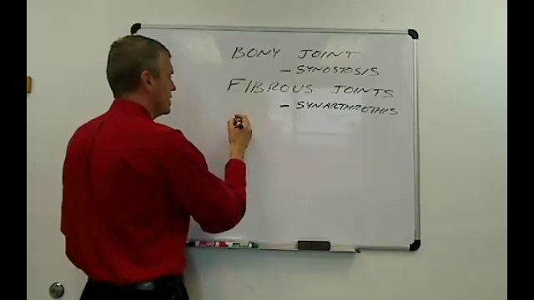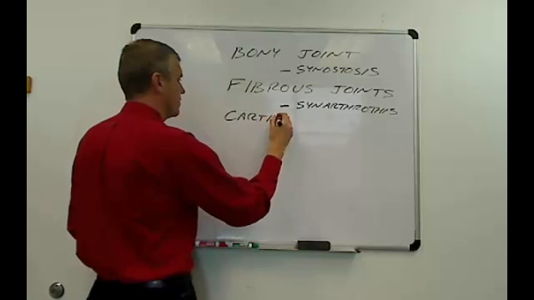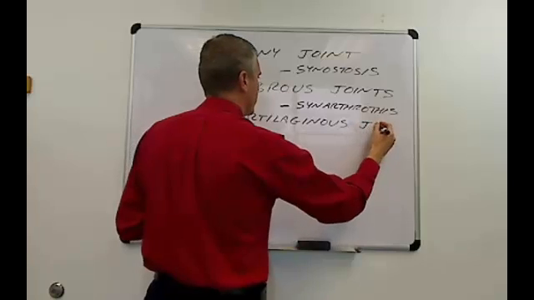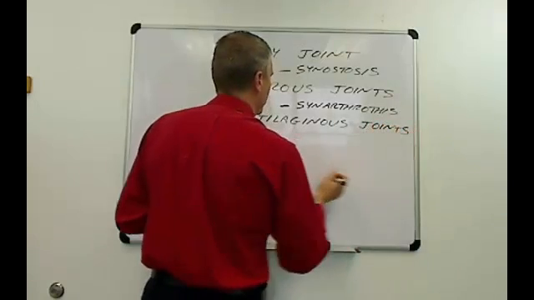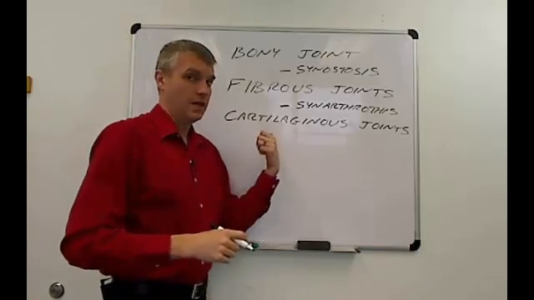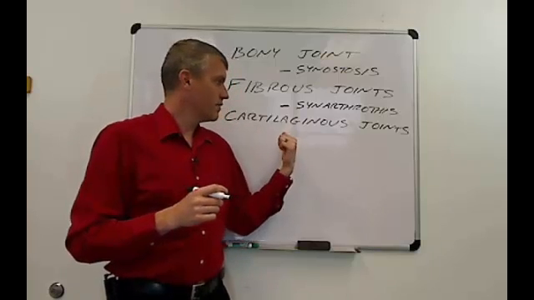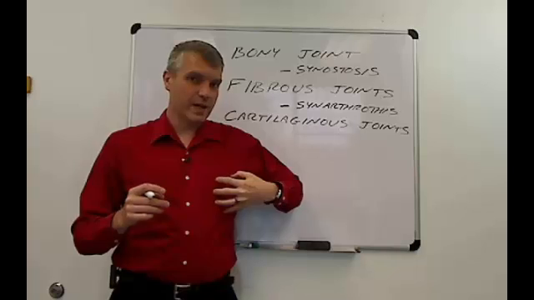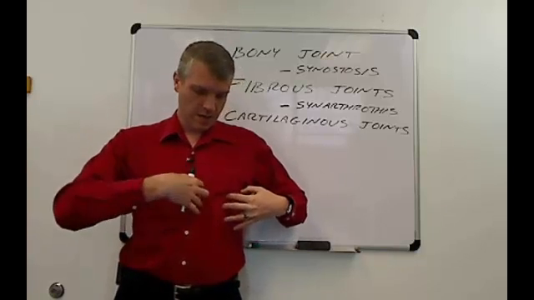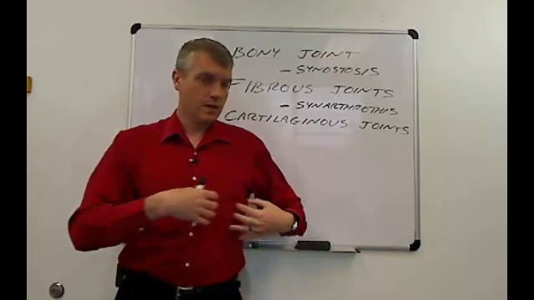Okay, the next one is cartilaginous joints. Cartilaginous joints, as you might imagine, there's cartilage between the two bones. And I can give you a few examples. Most of your ribs, it's hyaline cartilage that connects the end of the rib, which ends somewhere around here, to the sternum, which is, of course, over here. So there's quite a bit of cartilage in this joint.